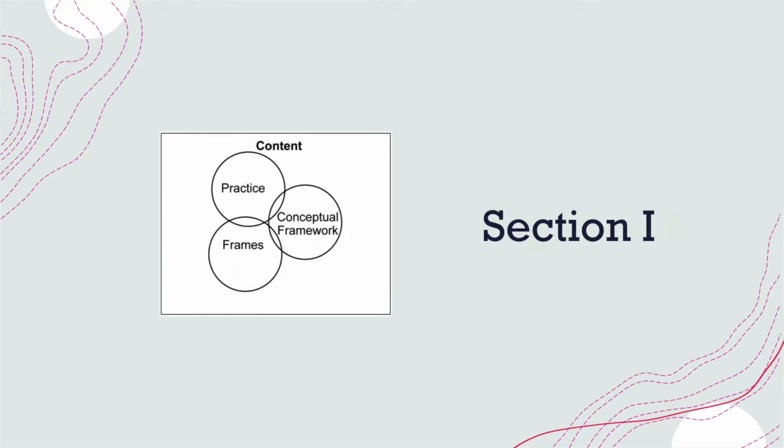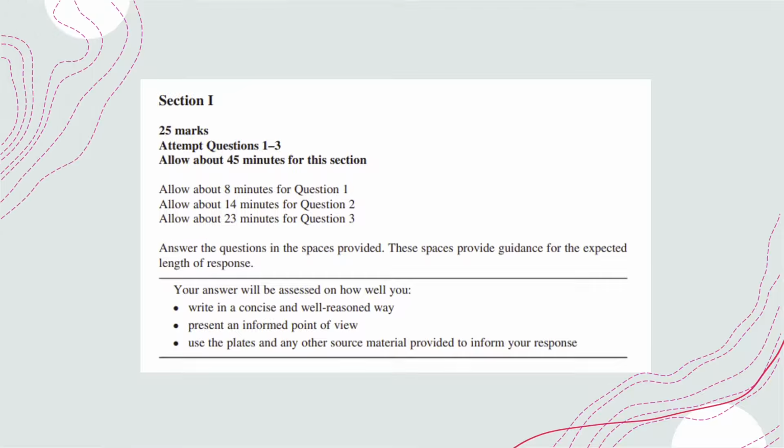We'll start by looking at Section 1, which covers the 3 areas of content studied in visual arts: practice, the conceptual framework, and the frames. You can see by this Venn diagram that in the HSC course, students are expected to understand how these 3 areas overlap. This is something to keep in mind as you study and construct practice answers. In the exam paper, the start of the section gives you some important information which is often overlooked.